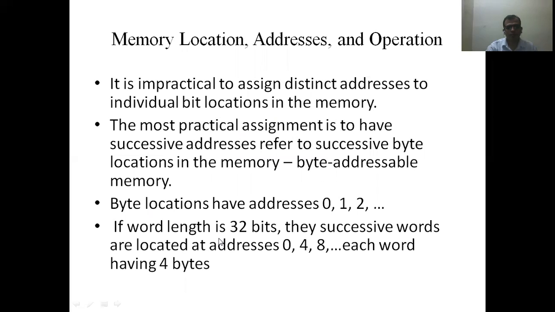The memory location, addresses and operations. It is impractical to assign distinct addresses to individual bit locations in the memory, so for each bit we cannot reference an address. For that, the most practical assignment is to have successive addresses refer to successive byte locations in the memory, that is, byte addressable memory. The byte locations have the address 0, 1 or 2. If the word length is 32 bits, then the successive words are located at the addresses 0, 4, 8, so each word has 4 bytes.